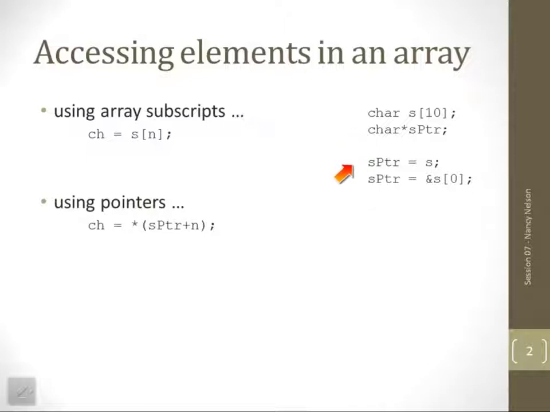Then we assign that string pointer the first address of our array, either using the straight address assignment or by saying the address of the first element. Our standard way, using array subscripts or array notation, is to say S element n, and that would get us a given character. Or we could say the contents of our pointer plus the offset into the array. So both of those would get us the same value stored in ch at the end.